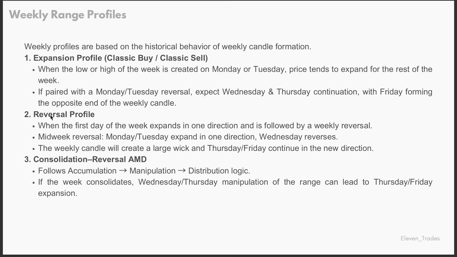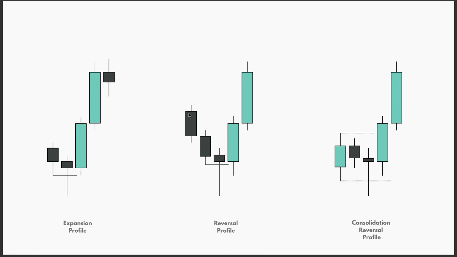Now we have the reversal profile, when the first days of the week are expanding in one direction followed by expansion in the other direction. It can occur on Thursday or midweek, which is Wednesday. So here we have Monday and Tuesday expansion lower, followed by Wednesday closing inside the range and expansion in the other direction. So this is the midweek reversal. Early days of the week expand in one direction, midweek is reversing, and then we get Thursday and Friday expansion higher. The weekly candle will be an open-low-high-close, but with a large wick, or a reversal candle.